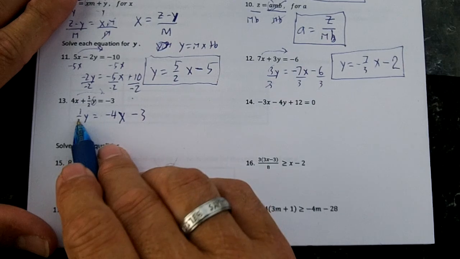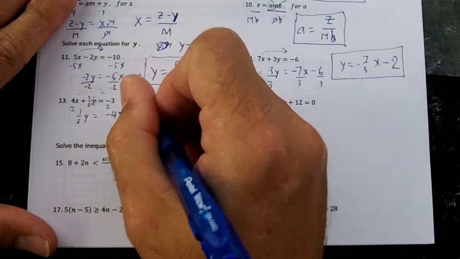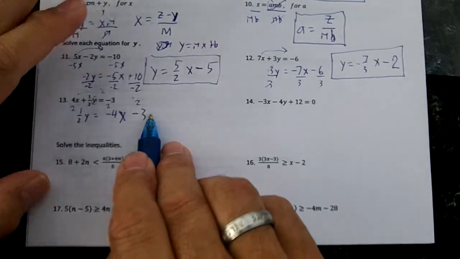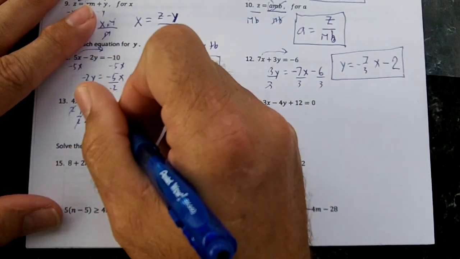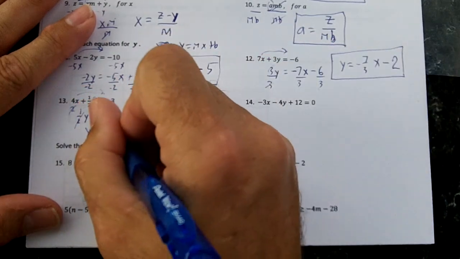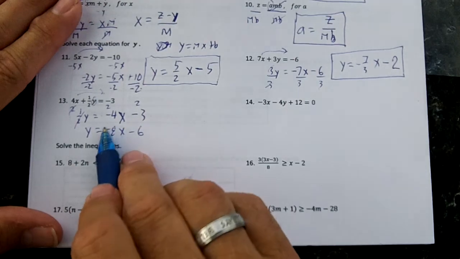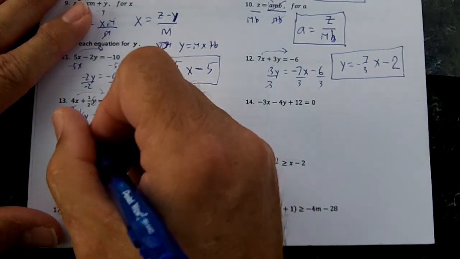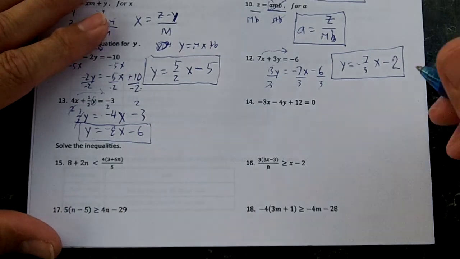Now then, this has a fraction in it. The opposite of divide by 2 is to multiply by 2. So we're going to multiply each term by 2. So the 2 divided by 1/2 is 1. So we'll get y equals 2 times negative 4 is a negative 8x. 2 times negative 3 is a negative 6. So my slope's negative 8, my y-intercept's negative 6. Y'all saw these last year in 8th grade math.